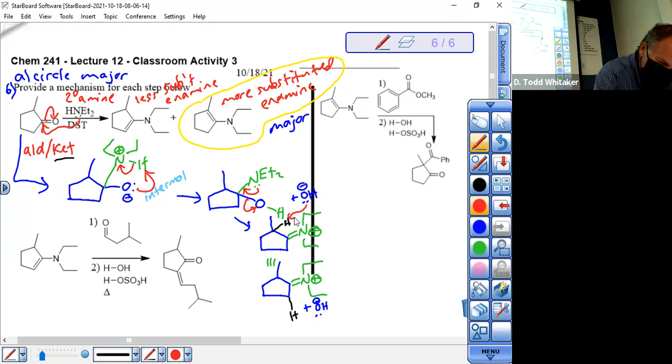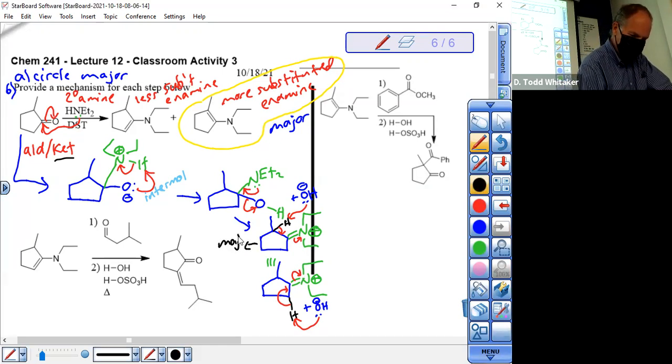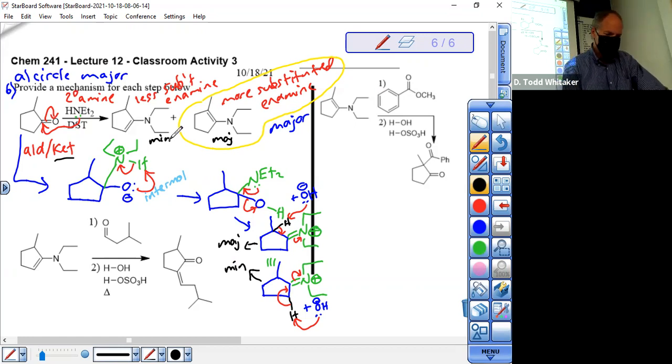Grab alpha H, resonate to your enamine. Grab alpha H, resonate to your enamine. Top one goes to major, Maj. This one goes to min. Min. Maj. Min. Enamines.